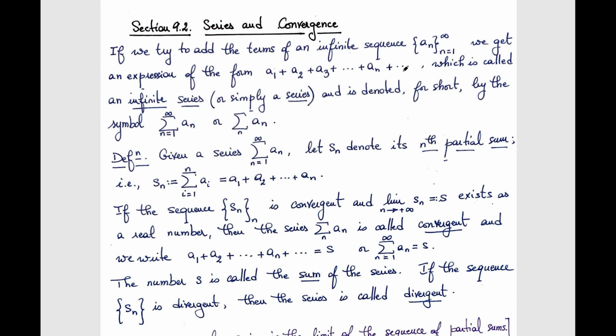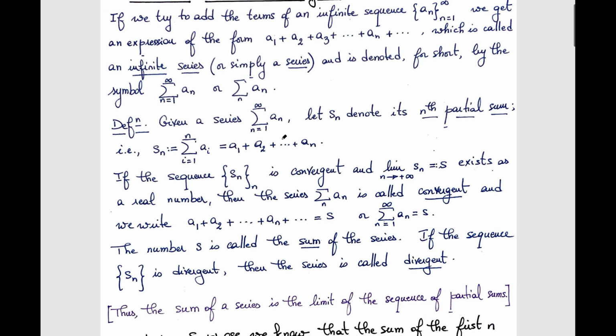And sometimes we just ignore the set where n lives, in this case from 1 to infinity. We just drop it whenever it's clear from the context where the index lives.